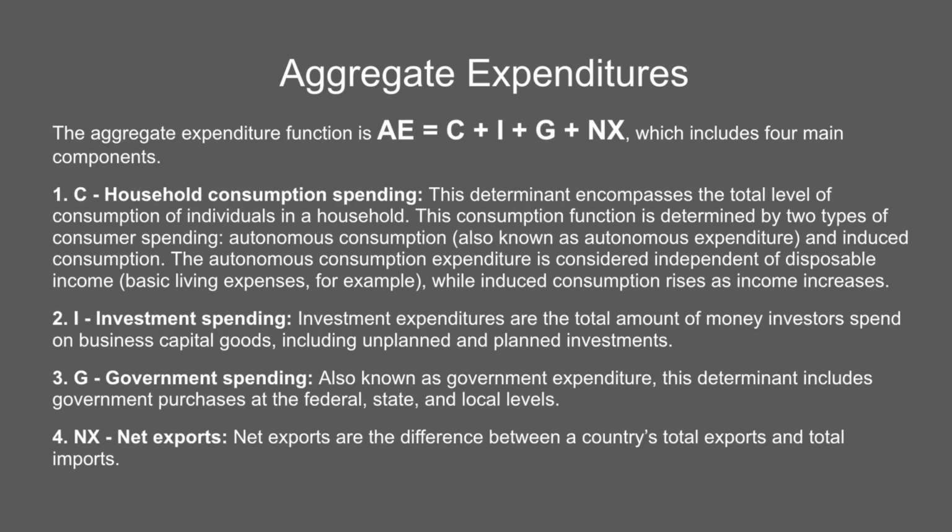And positive net exports helps bring money into the economy, whereas negative net exports takes money out of the economy. So in mathematical terms, we use the terminology AE for aggregate expenditures, and it's made up of these four elements I just described: consumer, investment, government, and then net exports.